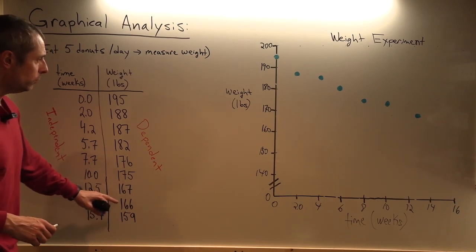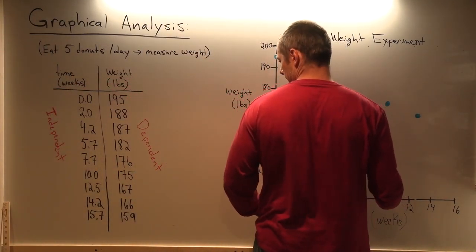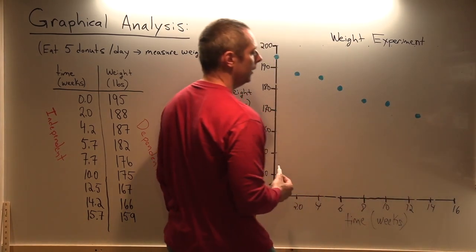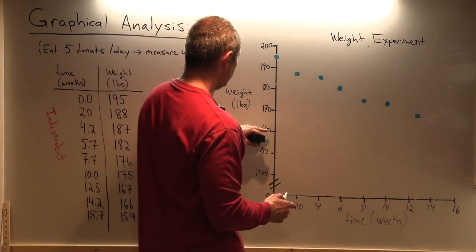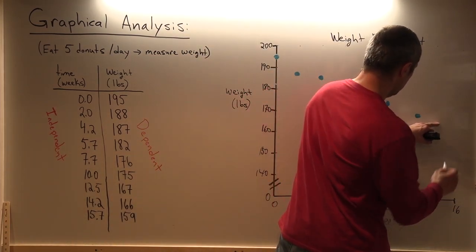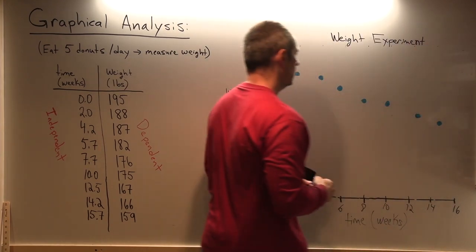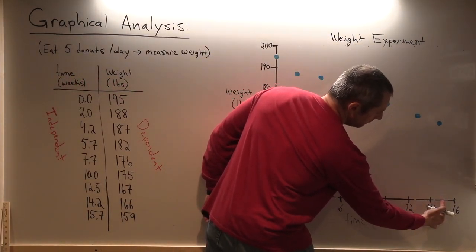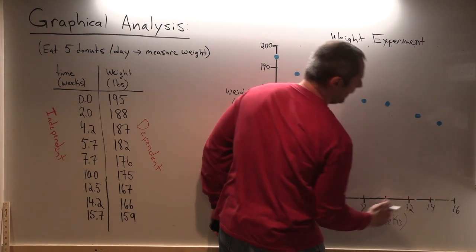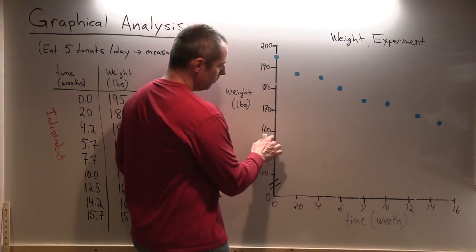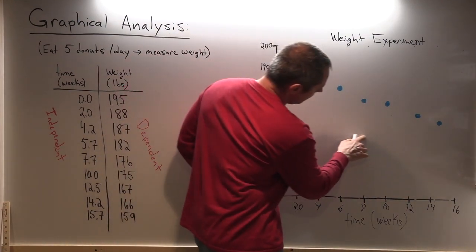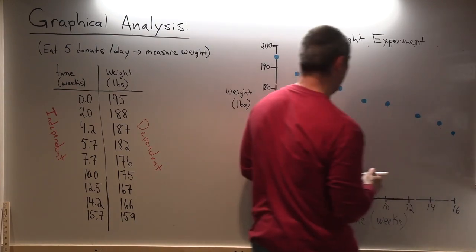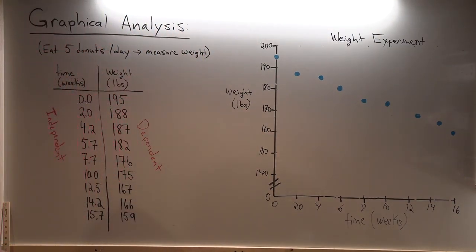And then 14.2, 166. 14.2 would be right around here. All right, right around there, a little bit beyond 14. And 166 would be somewhere around here. So, okay, and then finally 15.7 and 159. So here's 15. 15.7 will be somewhere like that. And 159, well, that'd be somewhere around here. So I go over and like that. And so we see a downward trend.